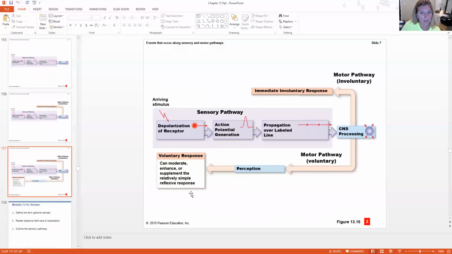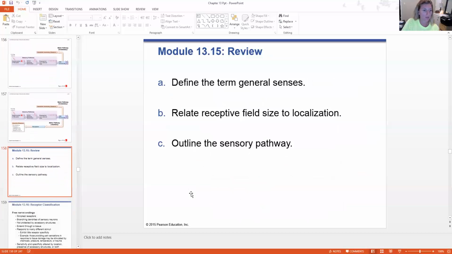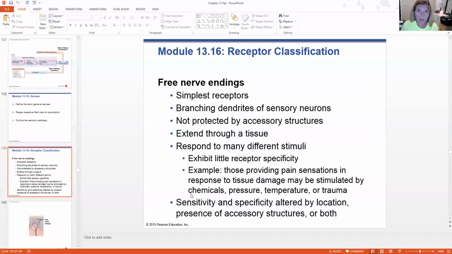All the little individual slides, you can pause the video here, go back and review if you need to. Let's talk about some of these receptors.